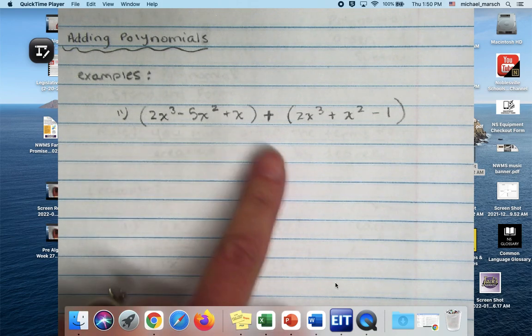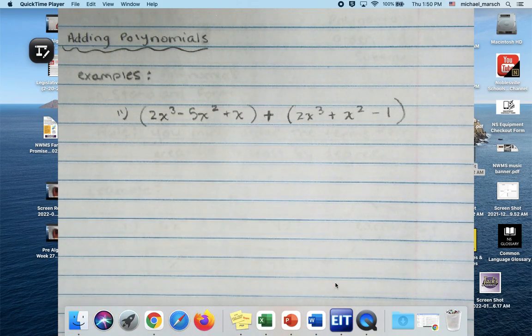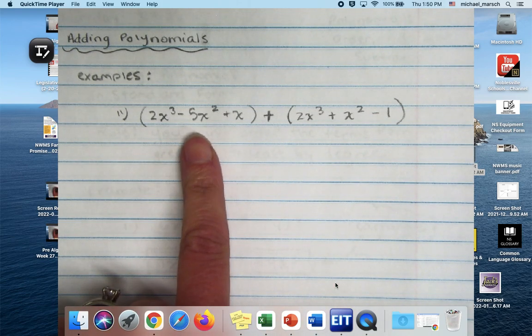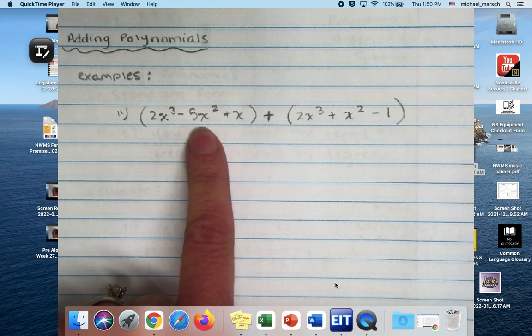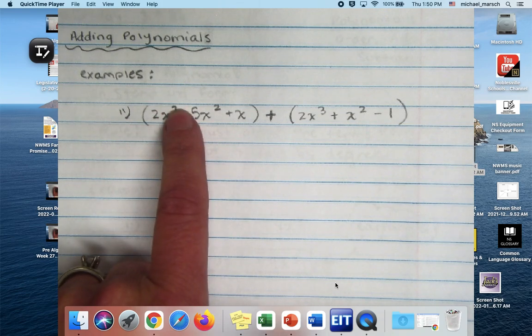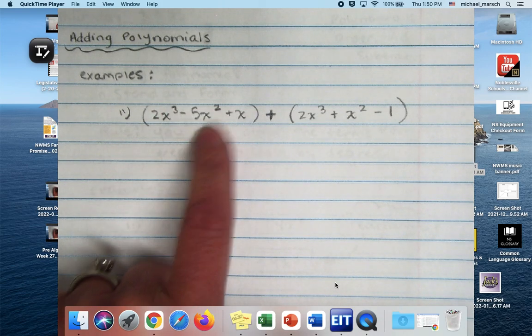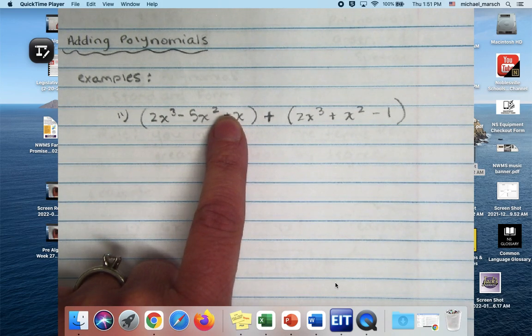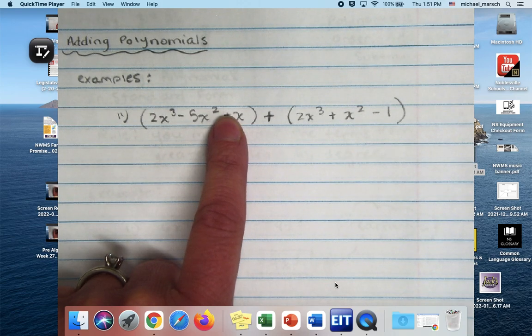I can combine those coefficients, right? I cannot combine 5x squared with those because whatever x equals, having something to the third power is not the same as having it to the second power. You guys following? Yes, Hayden.